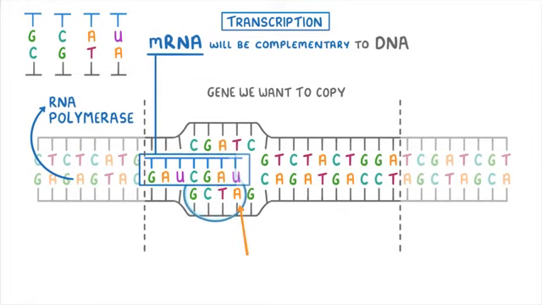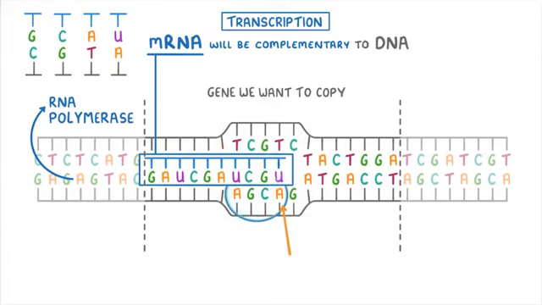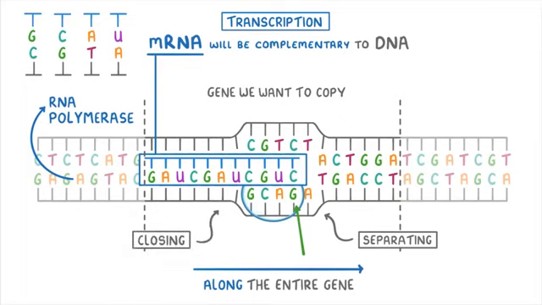So the RNA polymerase is going to carry on doing this, building up the mRNA base by base as it moves along the entire gene. One thing to notice here is that the DNA strand keeps on separating just ahead of the RNA polymerase and closing just behind it, so that only a small section of the DNA is ever exposed.